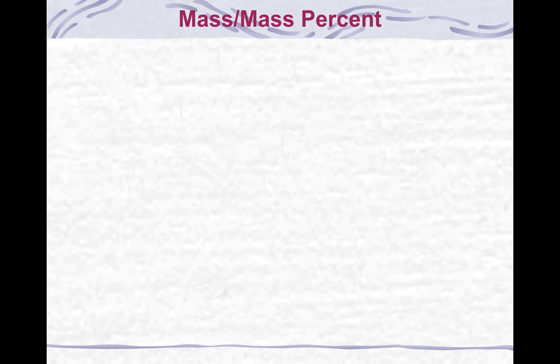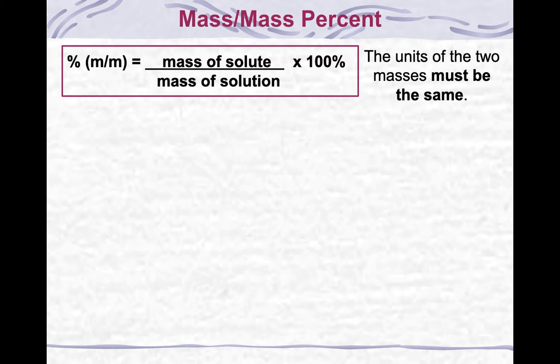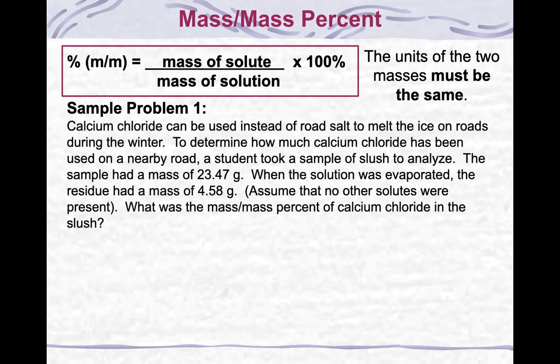This video has a couple examples of calculations involving mass percent. So the equation is the mass of the solute over the mass of the solution times 100%. And like with volume, it doesn't matter what the units of the masses are as long as they are the same. So our first sample problem, a lot of words.